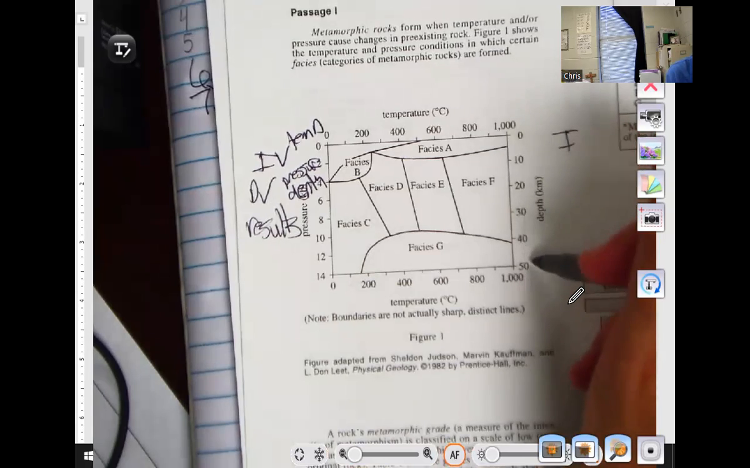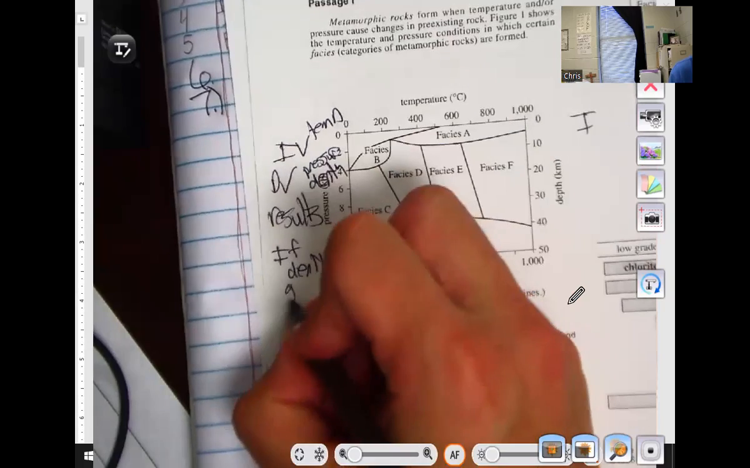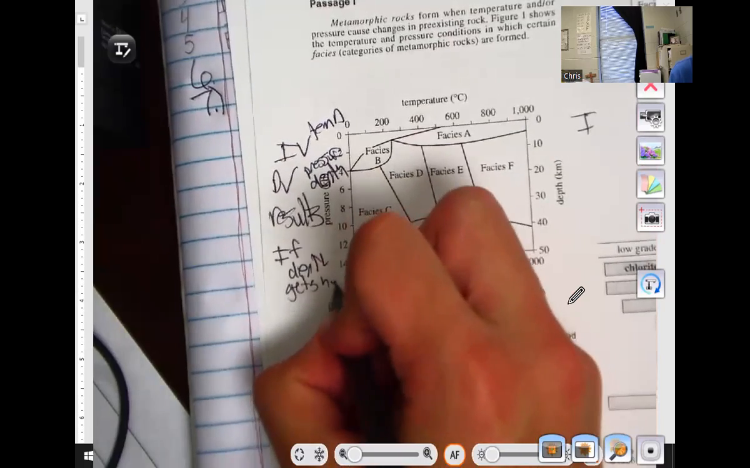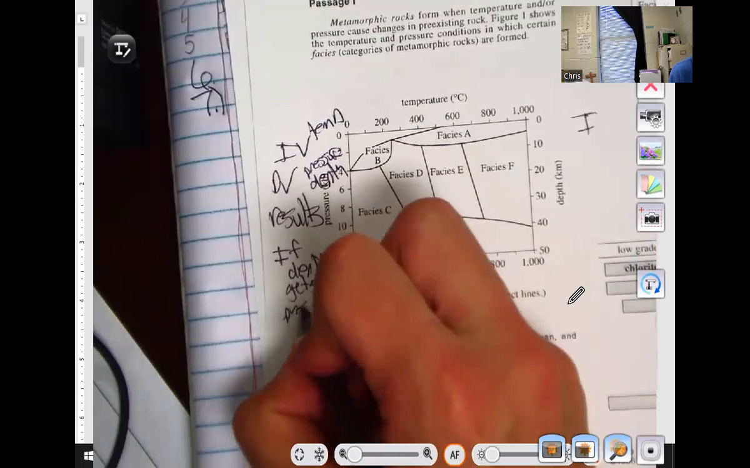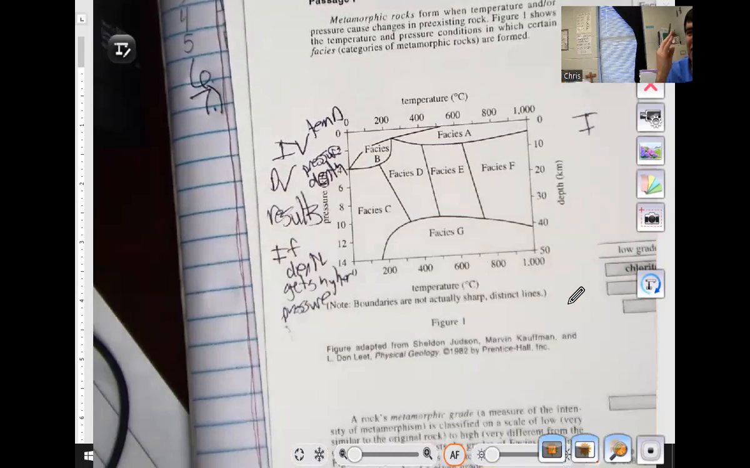If depth gets higher, the pressure gets higher. And again, I'm just trying to teach you how to read a graph. I want you to be able to kill it, okay? That's what I want you to do.